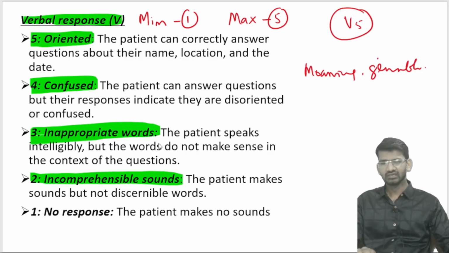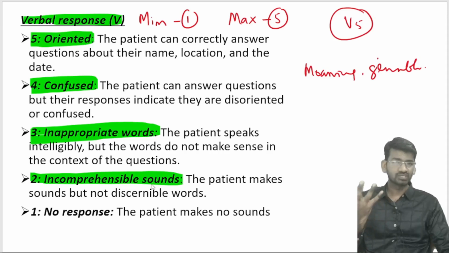We see here, there are no words, it is a sound. The patient makes some sounds which are meaningless, or don't have any meaning. So they are called incomprehensible sounds. If the patient makes an incomprehensible sound, then a score of 2 will be given.